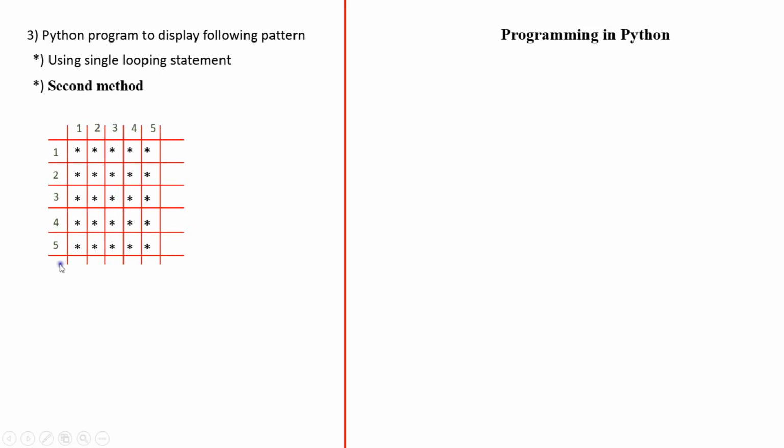This is the Python program to display the following pattern using a single looping statement. This is the second method. This is our expected result. In this example, 5 rows and 5 columns are there. Directly move on to Python programming.